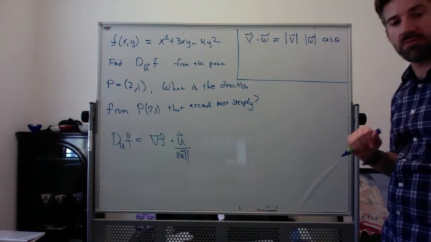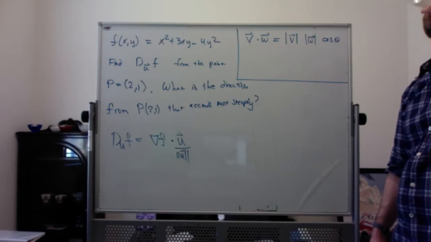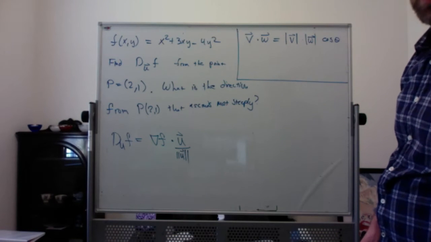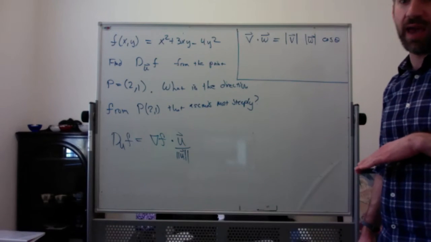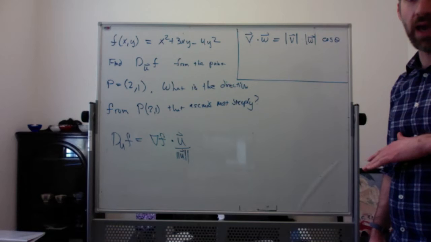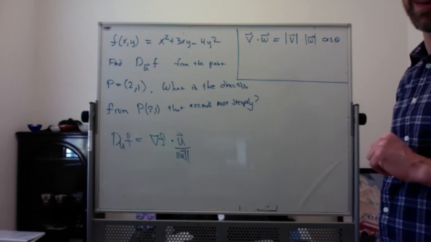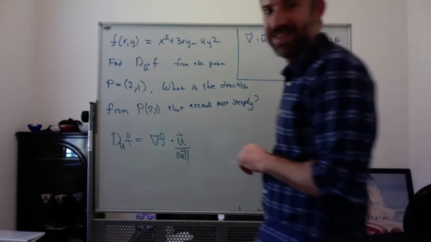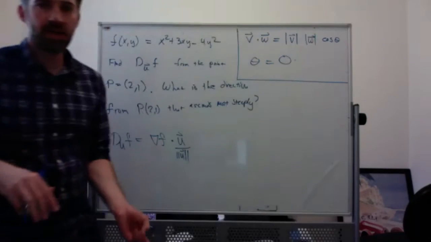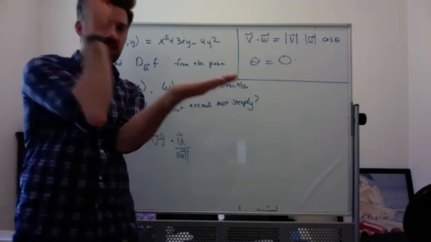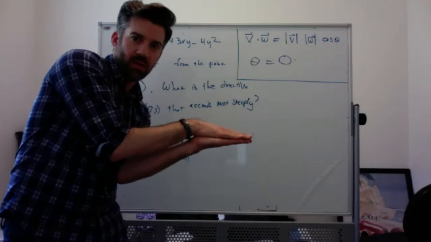That's a good question. Let me ask a different question. What's the biggest value cosine of theta can have? Yeah, exactly, 1. Okay, where on the unit circle is cosine equal to 1? Okay, so if the angle between two vectors is 0, it means those vectors actually lie in the same direction.